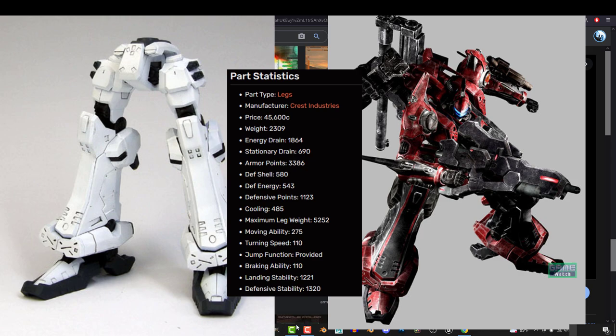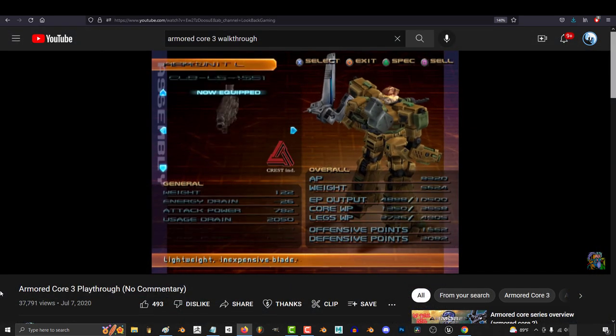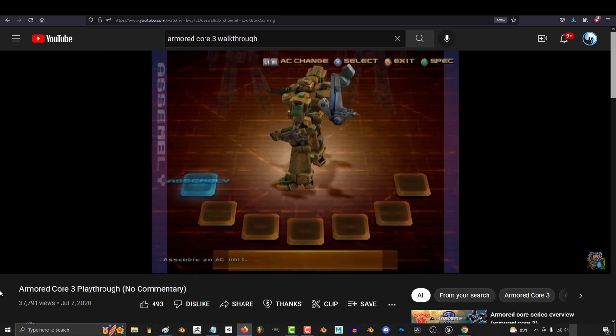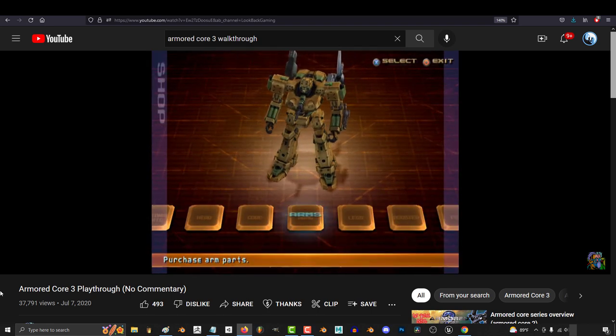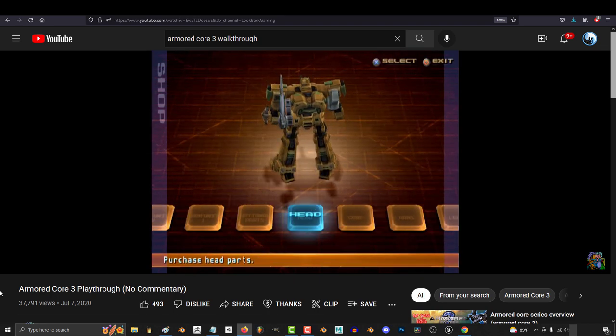Third generation, costs 45,000 credits and weighs 2,300 units, and has a maximum carrying capacity of 5,200 units. Unlike Gundams, which can look like whatever they want, the head, arms, torso, legs, guns, cannons, boosters, every single part of an Armored Core is strictly defined and follows very strict rules and does not deviate from the original design.